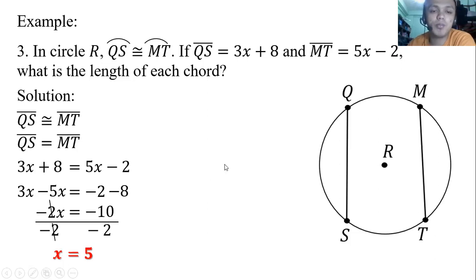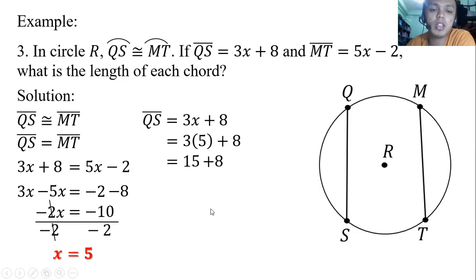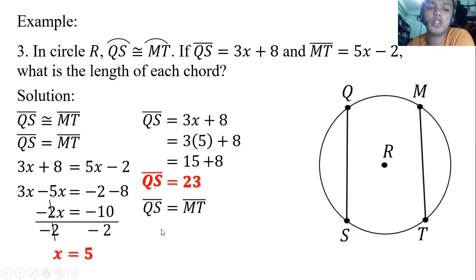Okay? Now, let's go back to QS. Your QS is equal to 3x plus 8. Substitute x to 5. So 3 times 5 here is equal to 15, plus 8 is equal to 23. Okay, so your QS is 23. What about your MT? Since QS is equal to MT and QS is 23, therefore MT is equal to 23.